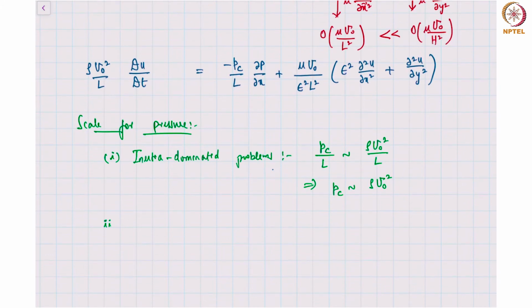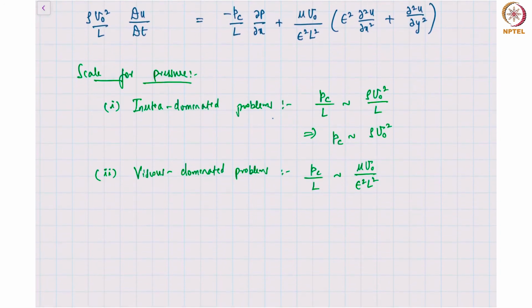If you're in the viscous dominated regime, then the scale for pressure in this case, Pc by L, would scale with the largest viscous term that is present, which is mu u naught by epsilon square L square. Okay, and therefore the scale for pressure will be mu u naught by epsilon square times L. Right? So I have two scales for pressure.